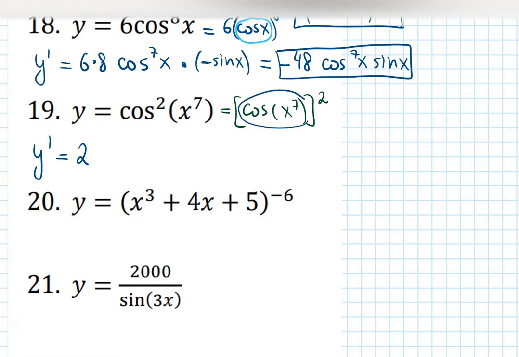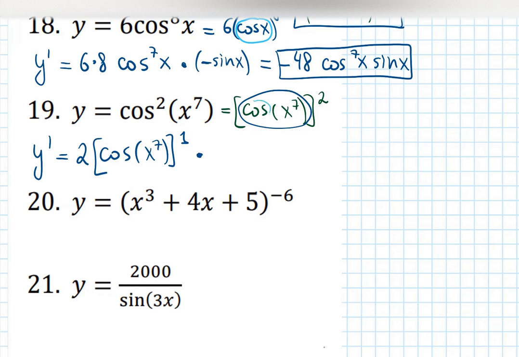Copy everything you see inside. You cannot touch it yet until you finish using the power rule. The power goes down by one, so it becomes 1. I will even keep the brackets for you. Now chain rule says you can look one step inside, only one step inside.